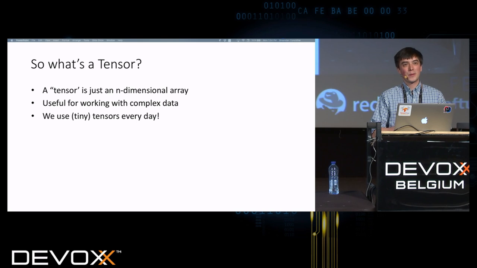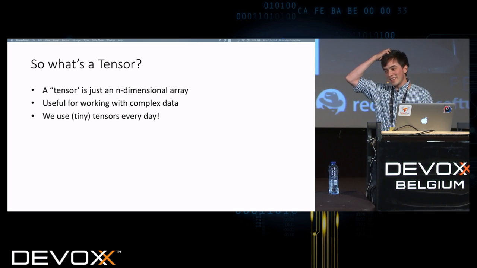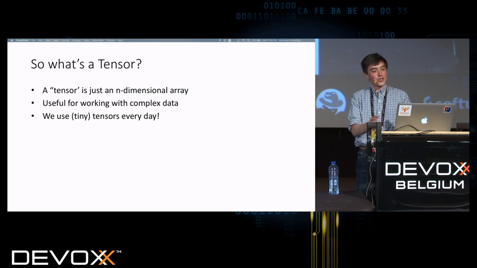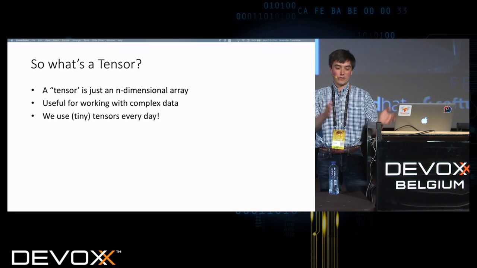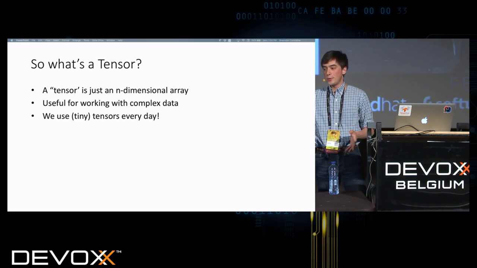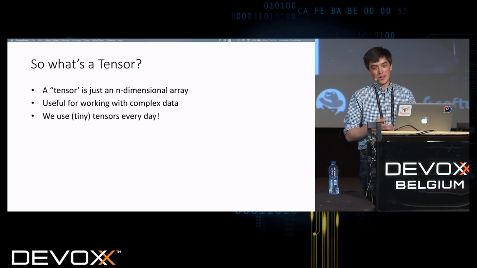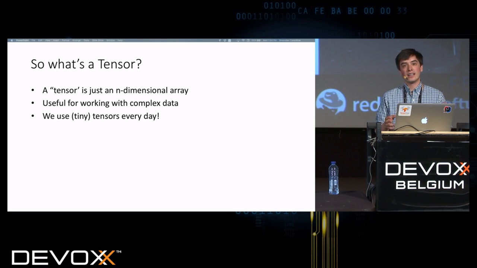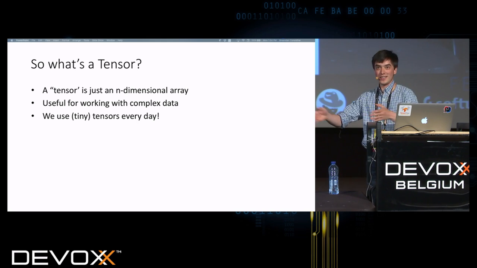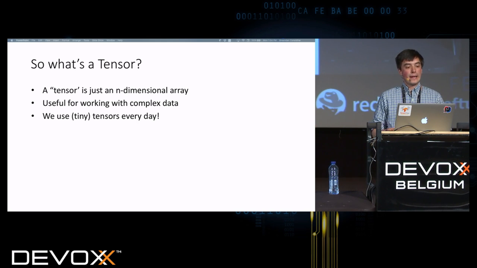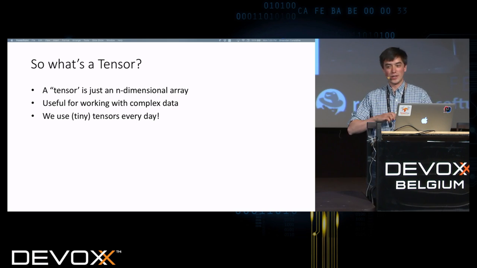So let's talk about tensors. Tensors are a generalization of an array and a matrix. So we work with these all the time. And it turns out that they're pretty useful for representing natural objects, things that you encounter in the real world. So a tensor is just an n-dimensional array.